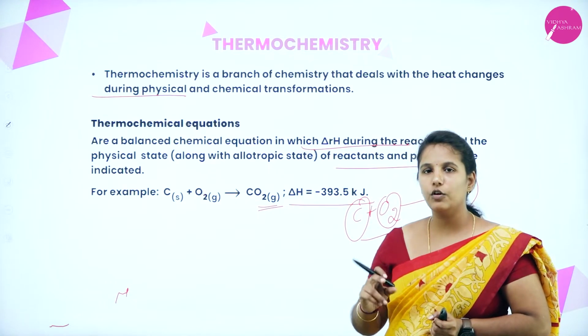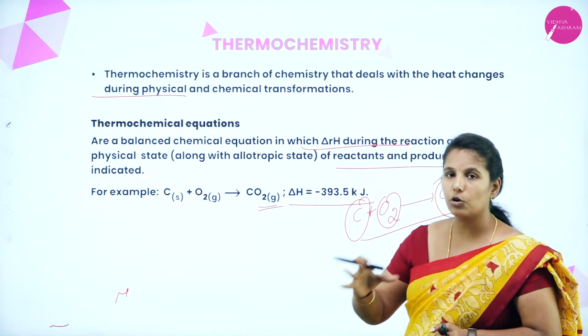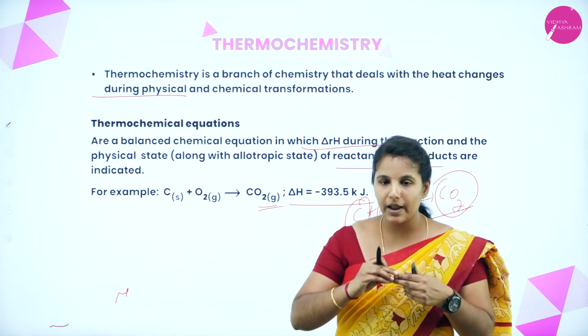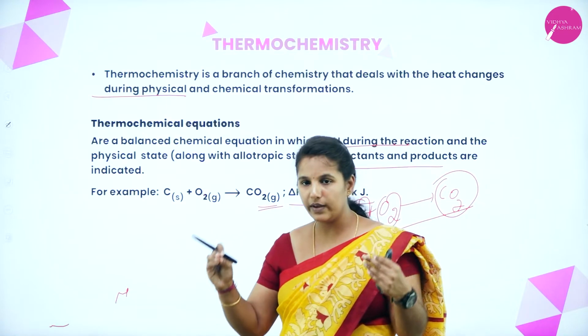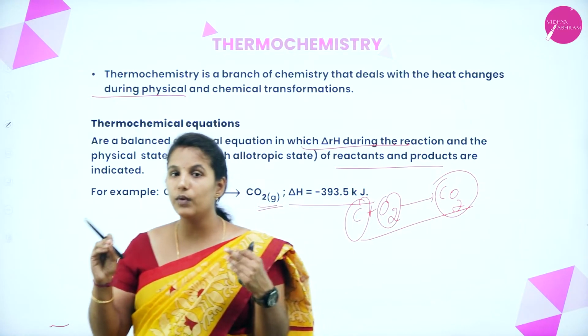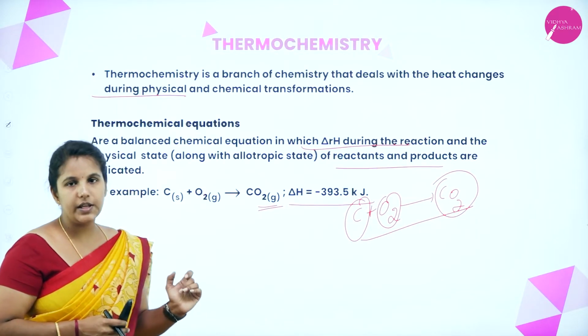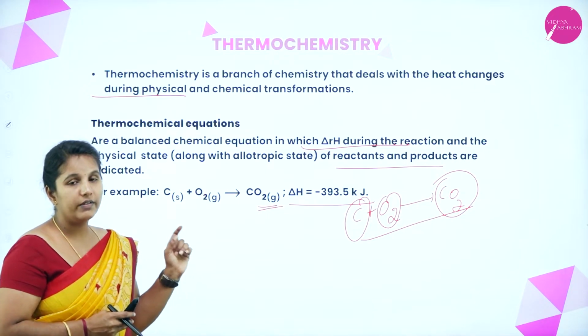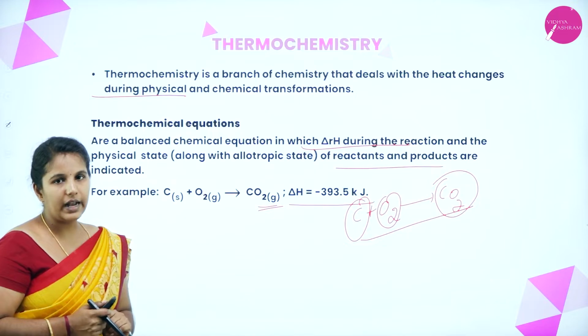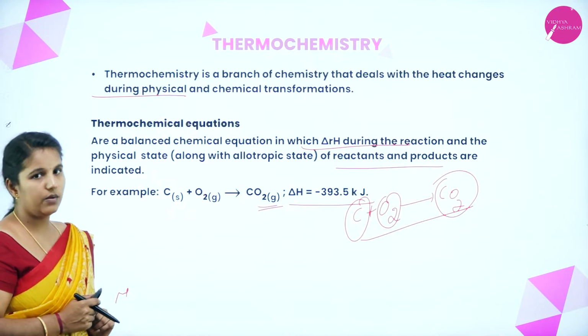This is how we can write the thermochemical equation: by looking at the reaction, in which state the reactants are present, whether it is balanced, and whether the change in enthalpy is written or not, we can confirm it and write it as a thermochemical equation.